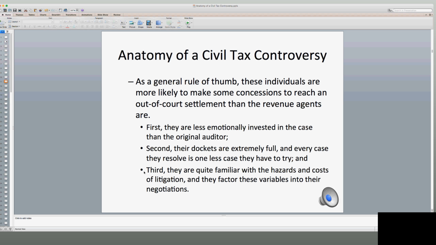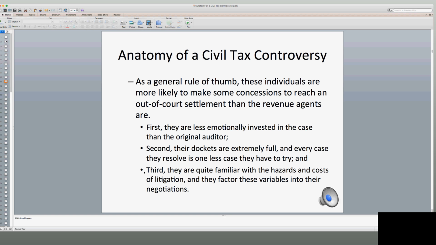Second, their dockets are extremely full. If anyone has ever gone to a calendar call in U.S. Tax Court, it can be a nightmare. There can be so many people in there that you are sitting elbow to elbow with people, and the IRS Chief Counsel attorneys have file after file. It's like a mountain of files on their desk, and usually there's only two or three of them there to handle all of the cases. So as you can imagine, they have an enormous incentive to settle as many cases as possible so as to avoid having to try every one of them.